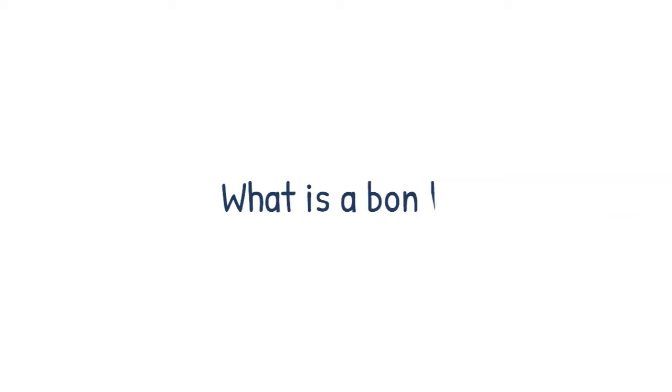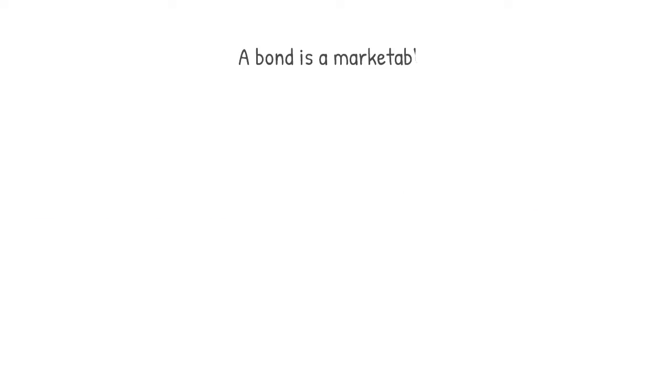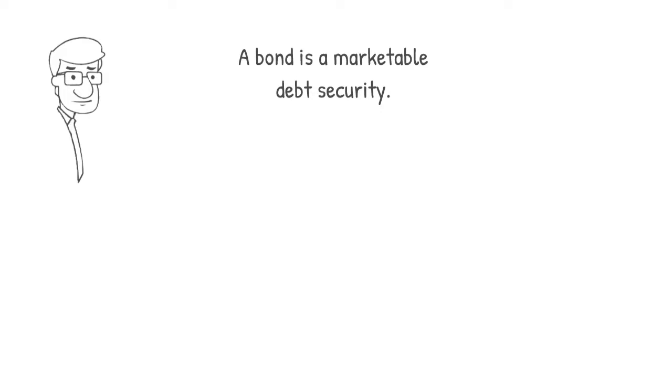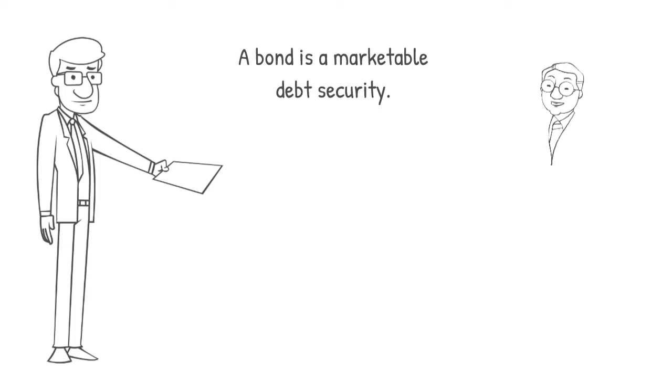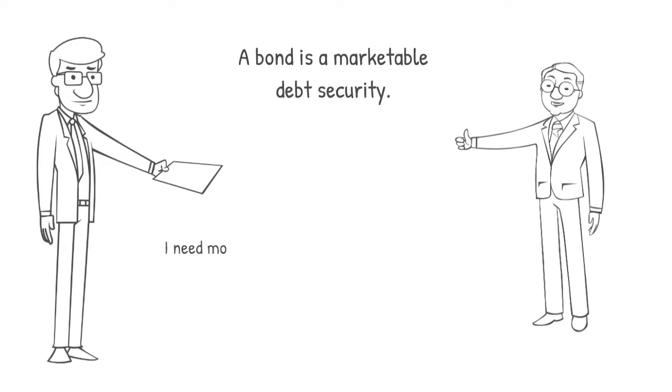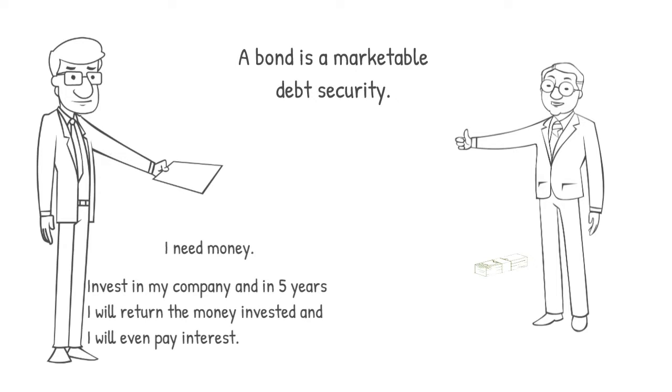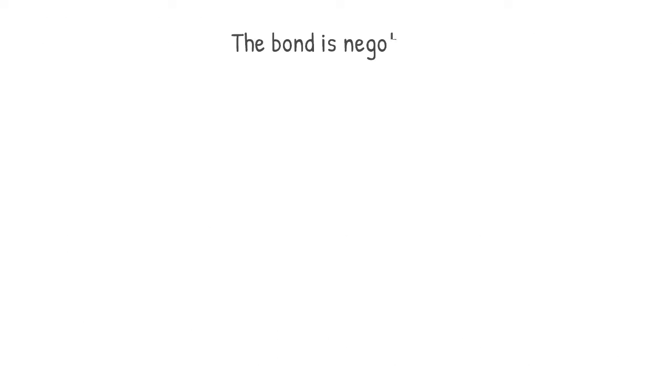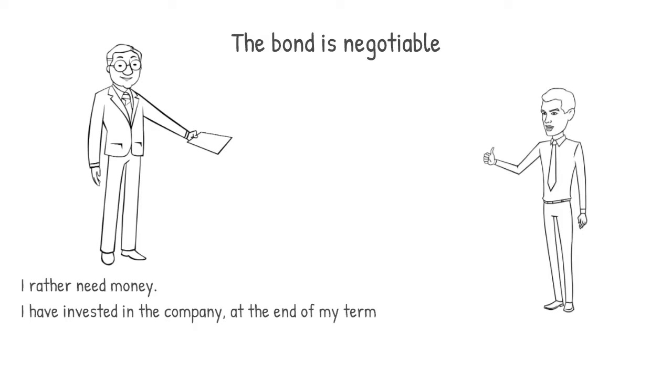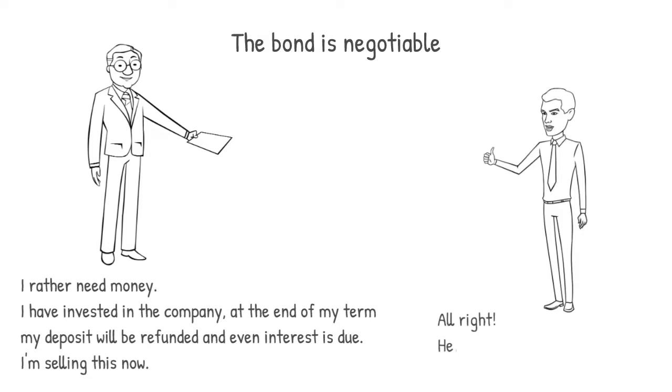Before moving on, let's take a look at what a bond is in a nutshell. A bond is a negotiable debt security. When a business or even a government needs capital, it can turn to a bank or to investors. If it chooses investors, it issues a bond, whereby it agrees to pay the amount of the bond and the interest on it at the specified time. Since the bond is a negotiable instrument, there is nothing to prevent it from changing hands.